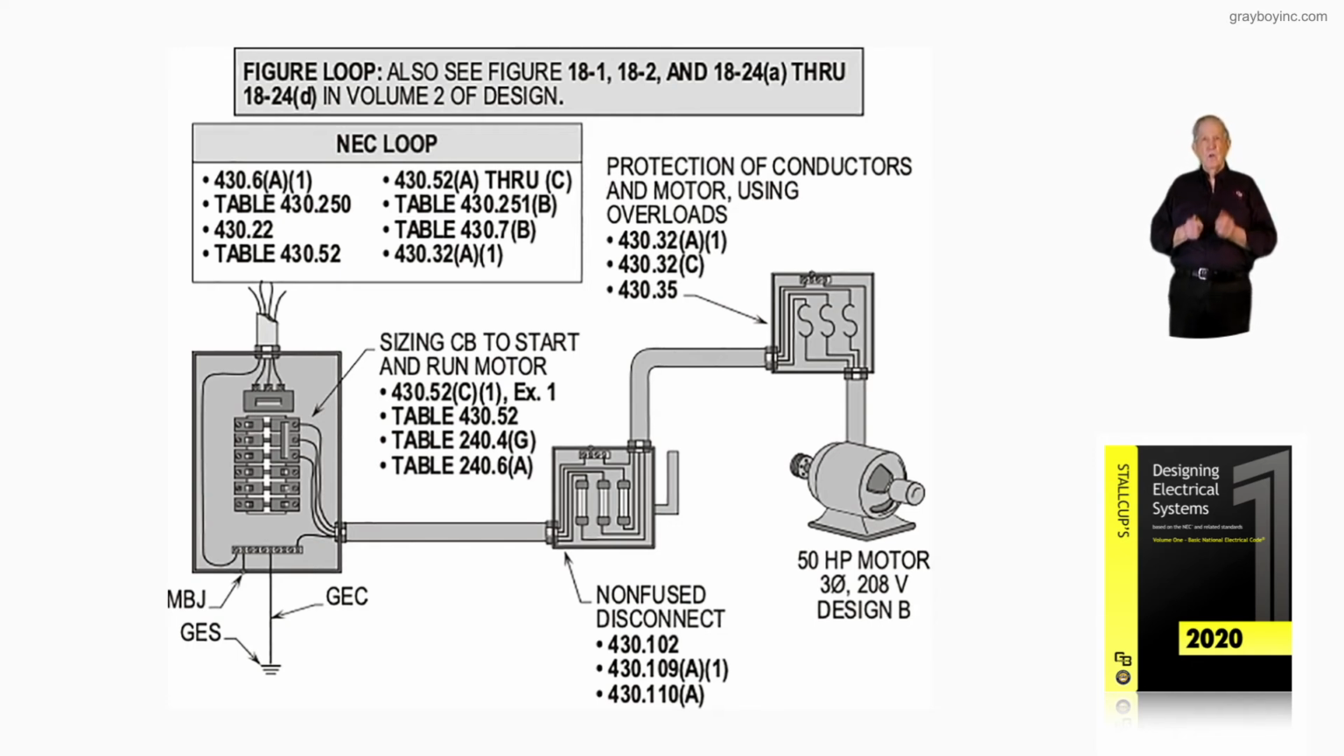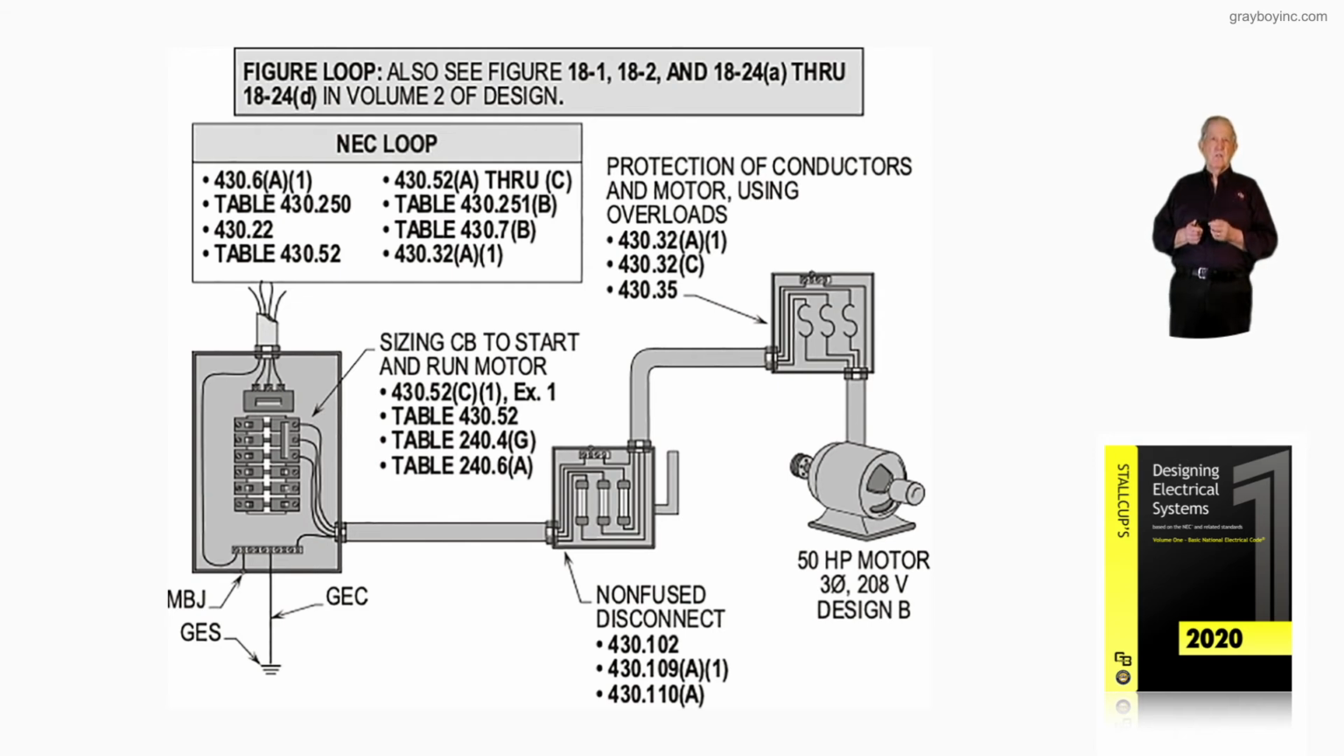Now, you notice in the illustration, we have an NEC loop. And we tell you, start with 430.6(A). In 430.6(A), it says if it's a three-phase motor, you have to use table 430.250. If it's a single-phase motor, you would use your table 430.248. Now notice 430.22 sizes the conductor. Table 430.52, as previously stated, gives you a percentage for selecting the type of device you want to use.